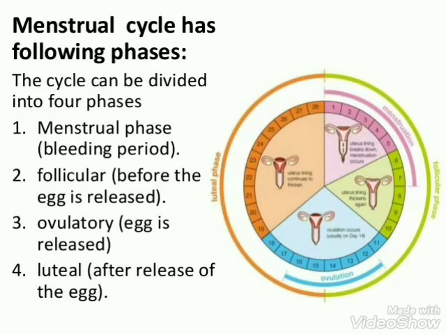The menstruation cycle usually occurs in the following phases. Number 1, menstruation phase, in which the bleeding occurs. Second is the follicular phase, before the release of the egg, that means before the 14th day of the menstruation. Third is the ovulatory phase, when the egg is released, that means around the 14th day. Last is the luteal phase, after the release of the egg, that means after the 14th day of menstruation.